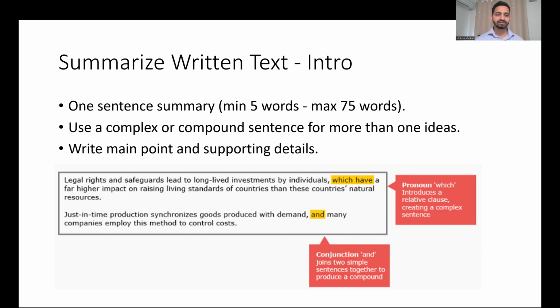Okay, so let's look at the first summary here. Legal rights and safeguards lead to long-lived investments by individuals, which have a far higher impact on raising living standards of countries than these countries' natural resources, right? So you look on the right-hand side, you can see the explanation, which have. So you've got a comma, and then you have which have, which introduces a relative clause, right? So it's a relative supporting detail to the first clause, which is legal rights and safeguards lead to long-lived investments by individuals. That's the main clause, but then you are adding more supporting details using which have.